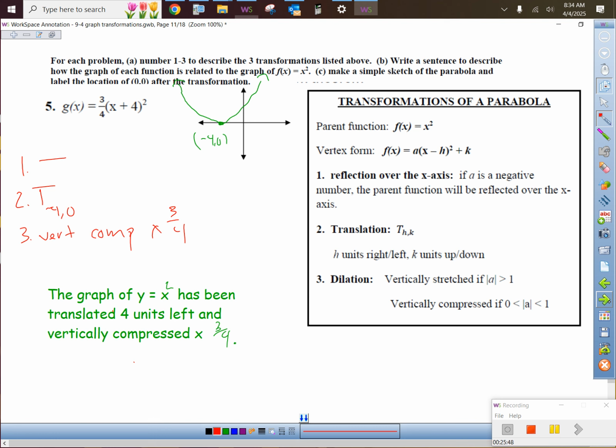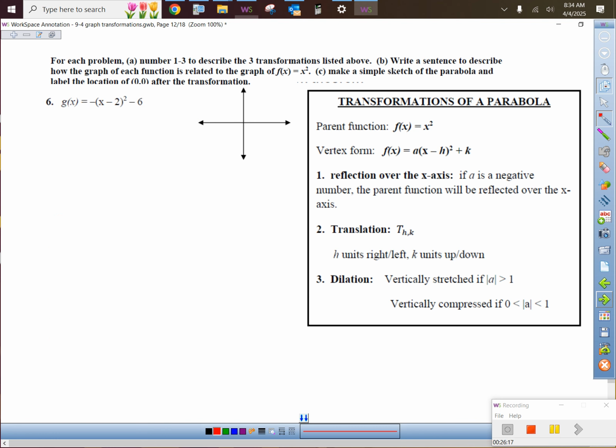The graph of y equals x squared has been translated 4 units where? Well, is that right? That's a weird word. Is that correct? So yes. And vertically compressed times 3/4. All good? All right, let's see if you can do the whole thing. The 3 steps and the graph. You don't need a sentence. We'll do the sentence out loud. The 3 steps and the graph.